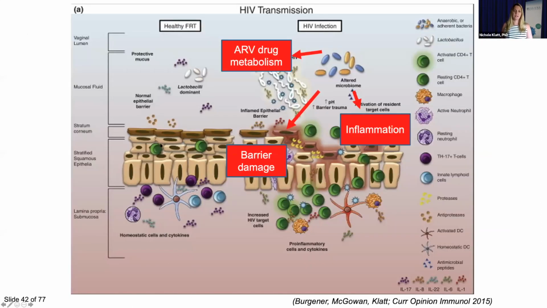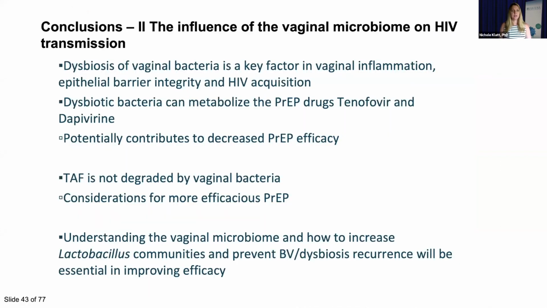So just going back to our little cartoon, I think that the vaginal microbiome can increase inflammation and barrier damage. We've also done a lot of work, which I didn't have time to talk about today, on the barrier damage that the vaginal microbiome can directly induce. But also, this ARV drug metabolism is another thing that we really need to consider, because it could be having a potential role in decreasing PrEP efficacy.